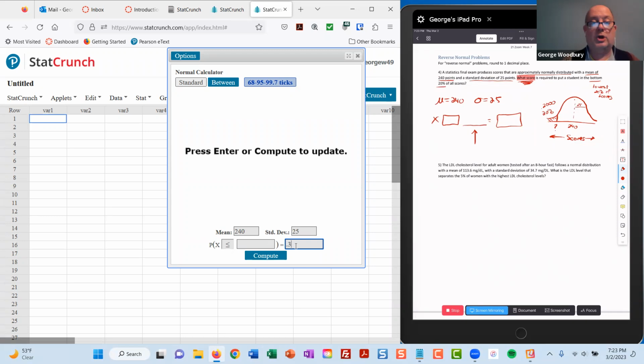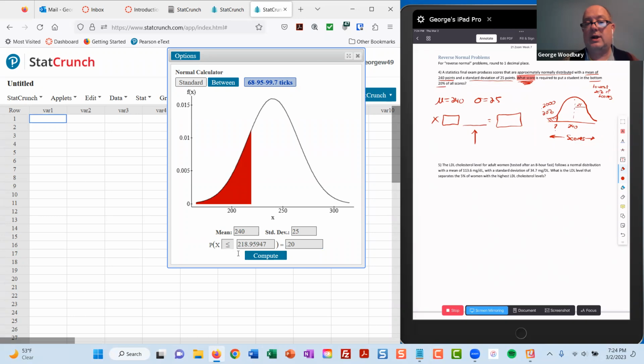And then I put the 0.20 for 20% here, and then compute. And my answer is going to show up right here, 218.95947. It doesn't tell us where to round here. So it does at the very top. It's to round to one decimal place.